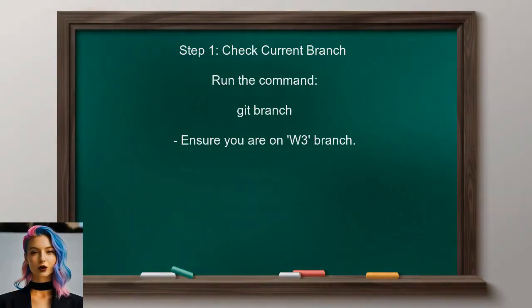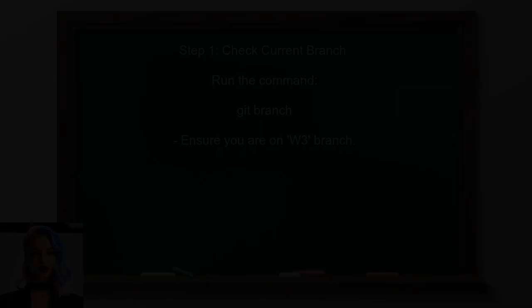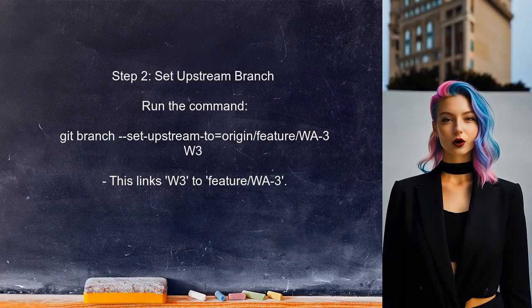To sync the local branch with the remote branch that has a different name, the user should first ensure they are on the correct local branch. They can do this by running the command to check their current branch. Next, the user needs to set the Upstream branch for their local branch. This can be done using the command that specifies the remote branch name. In this case, the command will link the local branch W3 to the remote branch feature/WA3.